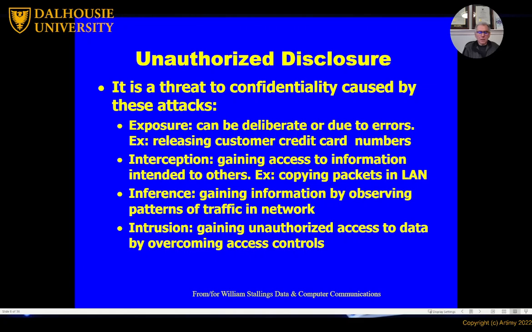Another way that's relevant to networking is interception. The information, while in transit from one location to another, is intercepted in the middle and copied, right? Copy the packets.